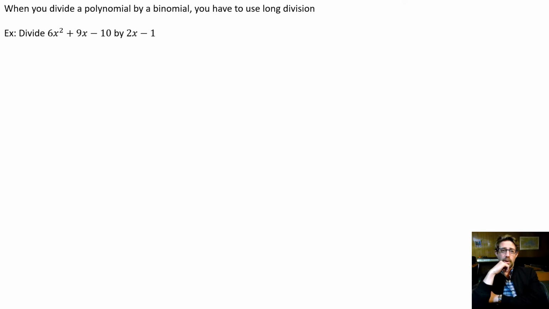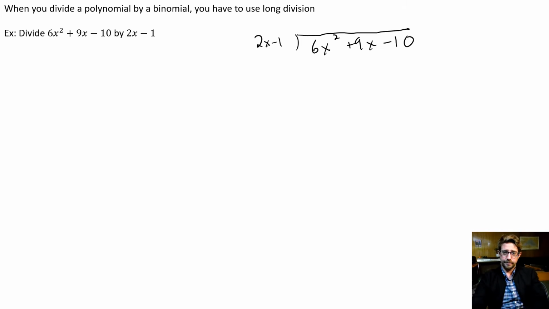Okay, so first problem: divide 6x squared plus 9x minus 10 by 2x minus 1. Okay, how the heck are we going to do that? Well, the same way you divide a number by another number. You're going to pop it into one of those little long division-y things, and then I'm going to show you. Okay, like that. There's no way for me not to handwrite these, so hopefully you can read that.